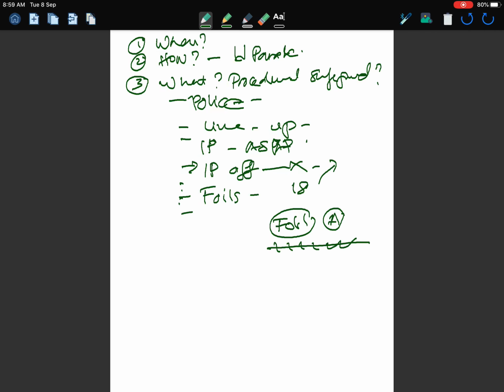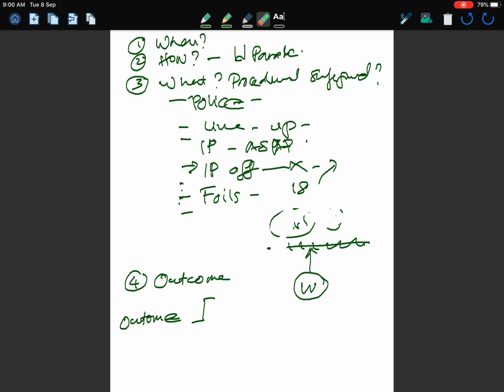Okay, now. So what will happen here is that, during identification parade, you have the foils and the accused person being lined up, right? So they are lining up, and you have the witness here that identifies the accused person. Now, what could be the outcome of the identification parade? So number 4, what could be the outcome? So the outcome of the identification parade is basically like this. Now you have the first outcome.